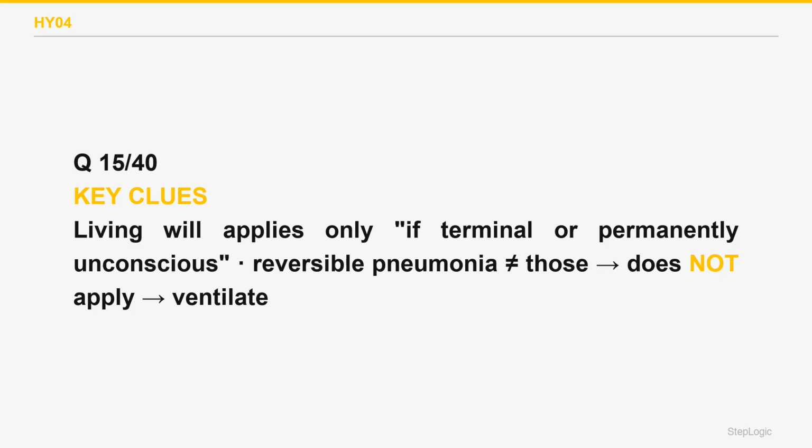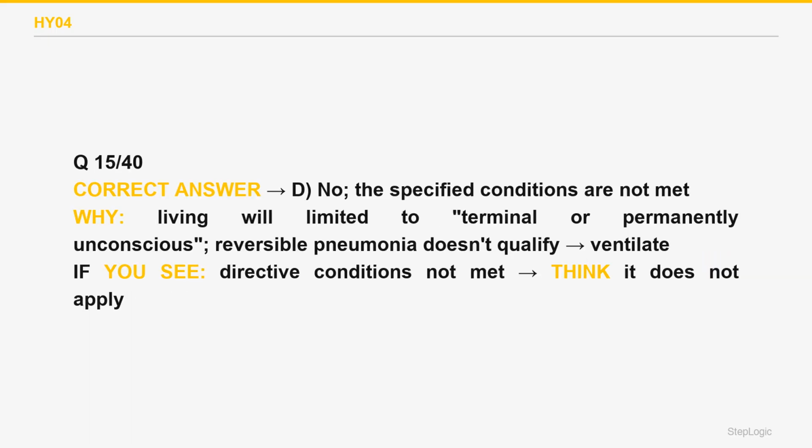Directives are read against their stated conditions, not applied blindly to every situation. The correct answer is D. Refusing to ever ventilate him applies the directive outside its stated scope, ignoring that the pneumonia is reversible and not a terminal or permanent condition. Choice C wrong.